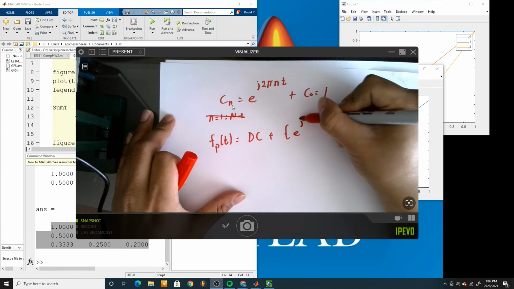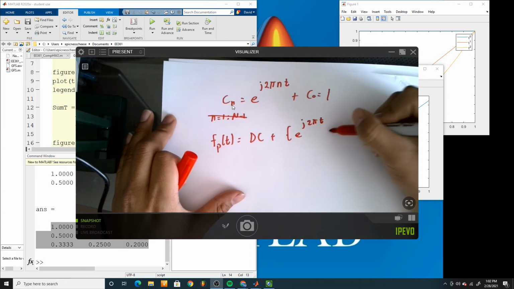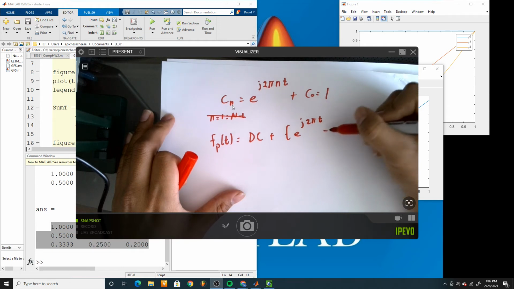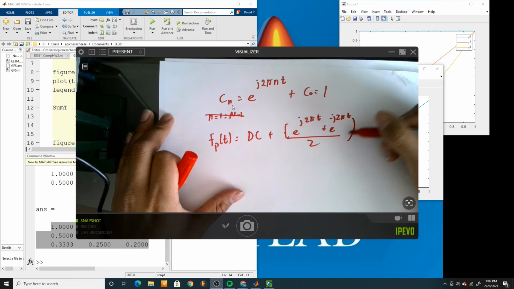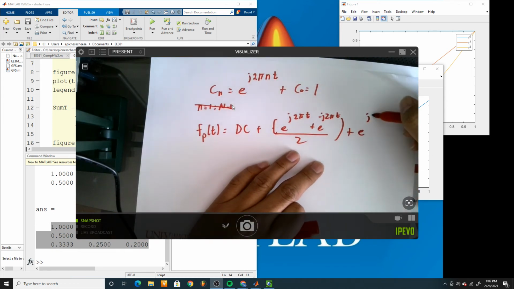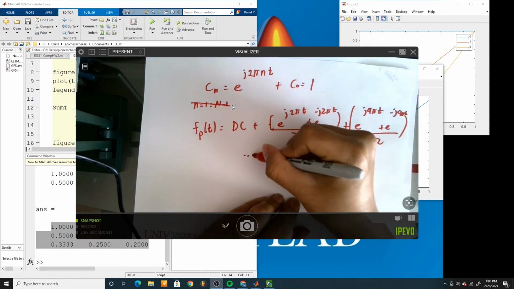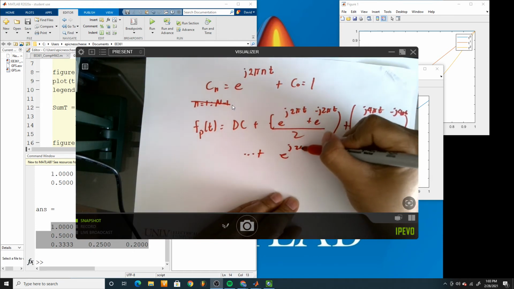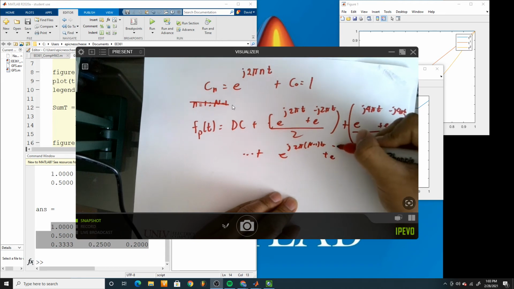I'll show you. e^(j2πt) plus e^(-j2πt), divided by 2, plus e^(j4πt) plus e^(-j4πt) over 2, and then dot dot dot, plus e^(j2π(n-1)t) plus e^(-j2π(n-1)t).